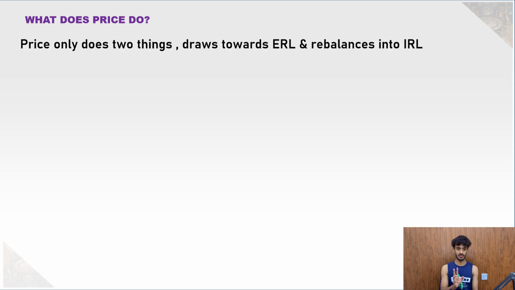We have a question we ask before getting into the topic: what does price do? The question is a great question, but the answer is simple. Price does two main things: it draws towards external range liquidity and rebalances into internal range liquidity. These are the cycles price actually does. So what does it mean? What is external range liquidity? External range liquidity is simply above the swing highs and below the swing lows, and internal range liquidity is simply the fair value gaps. We are going to understand it more in depth, of course.